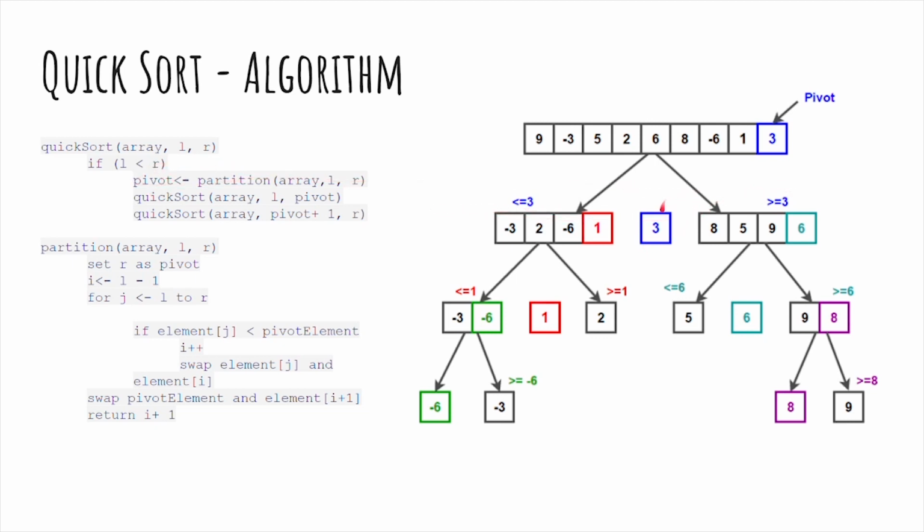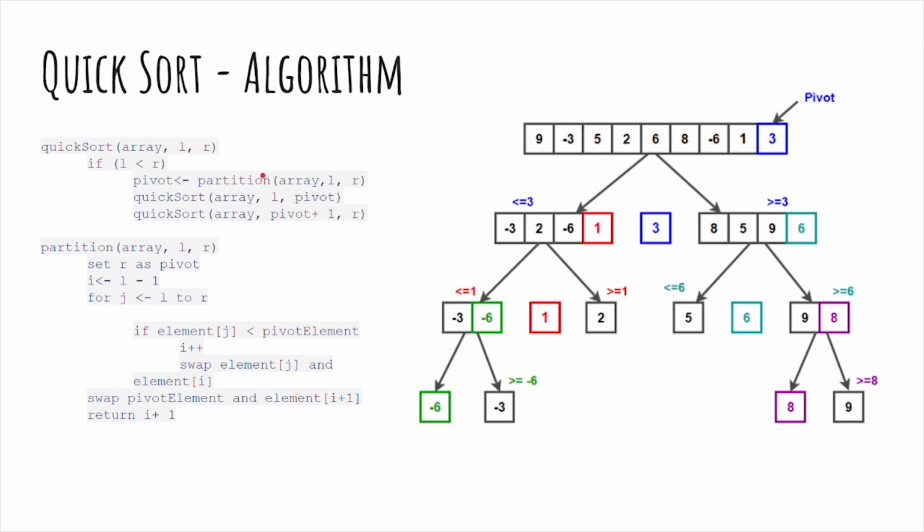Now pivot is an index which we get after rearranging this array so that all the elements which are lesser than pivot are on the left side and vice versa for the right side. So after we get this pivot index, we call quicksort functions 2 times recursively for these two subparts, which is from L to pivot and pivot plus 1 to R. Now let's see what partition function does.